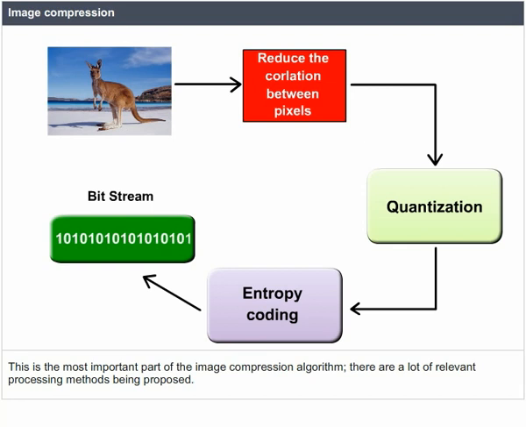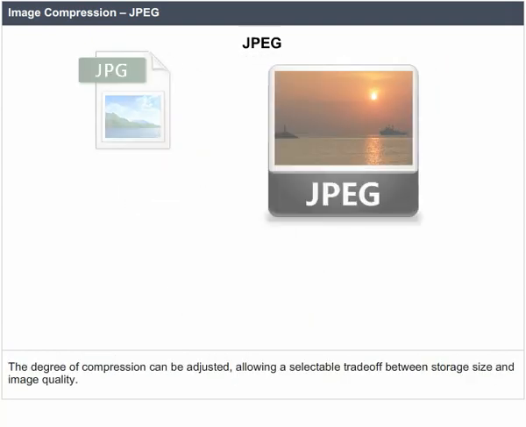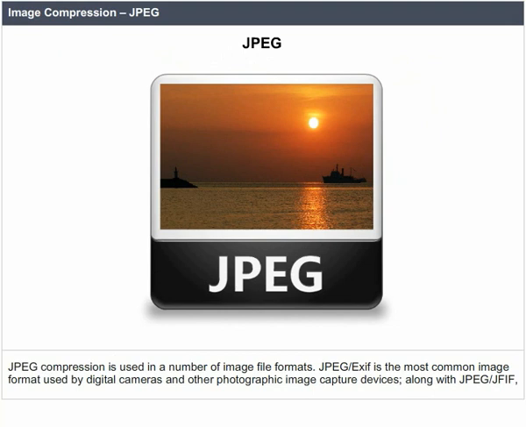Image compression. JPEG, seen most often with the .jpeg extension, is a commonly used method of lossy compression for digital images, particularly for those images produced by digital photography. The degree of compression can be adjusted, allowing a selectable trade-off between storage size and image quality. JPEG compression is used in a number of image file formats.